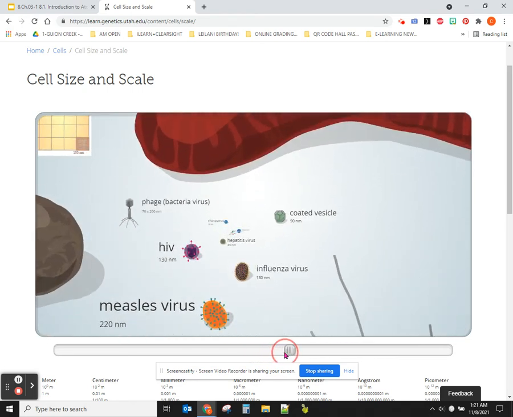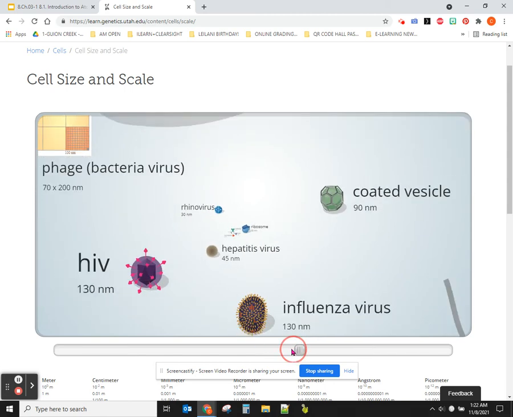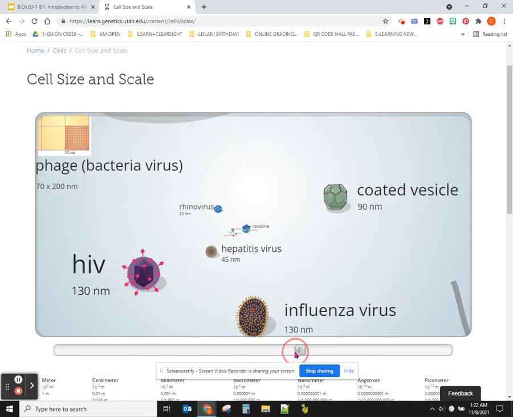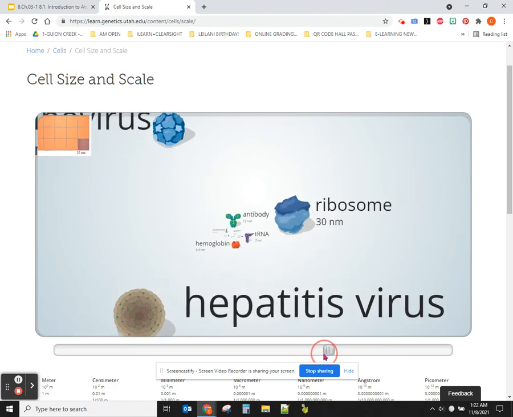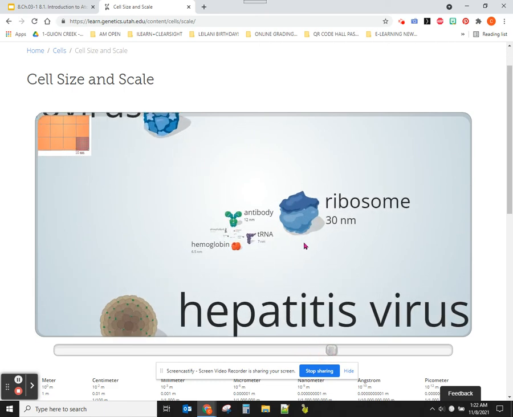Now we're getting into some small stuff. Viruses are much smaller than regular cells. So here's a measles virus, flu virus, influenza is its fancy science name, HIV, a phage, which is a virus that only infects bacteria. And then we go down. Rhinovirus is the cold virus, hepatitis, which hurts your liver. And then the ribosomes, they look like little dots usually inside cell diagrams, and they make proteins.